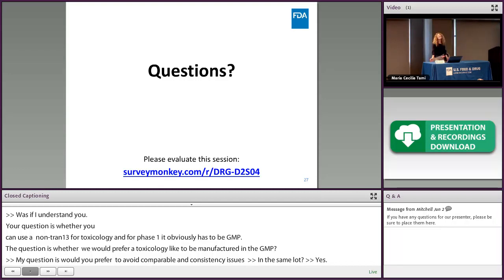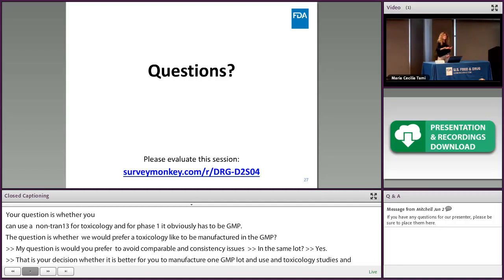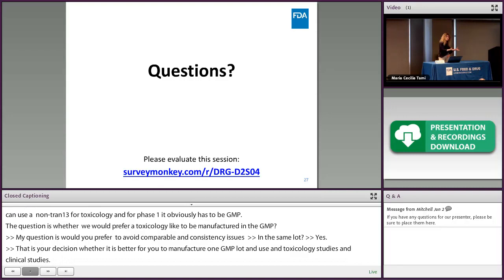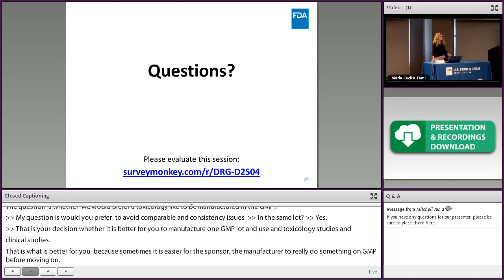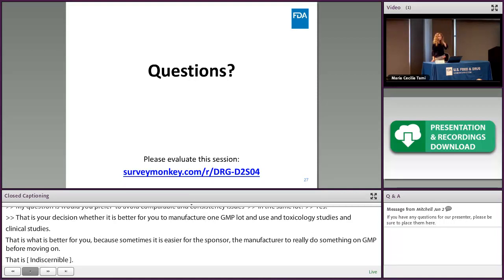That is what is better for you, because sometimes it's easier for the sponsor, the manufacturing, to really do something non-GMP and test it in the tox studies before moving into a GMP. But that is ultimately something that you might want to try. Great. Thank you. My pleasure. Okay, and if you have questions in the room, come on up to the microphone, but let's go with our next online question, please.